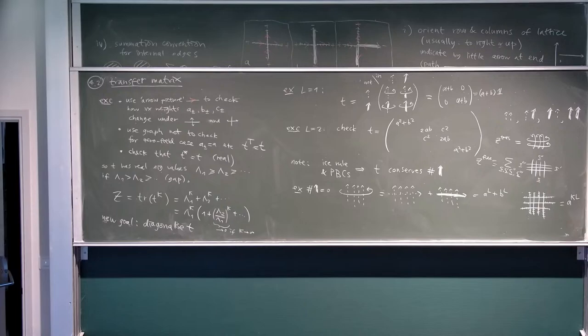And this was because of this line conservation, because of the ice rule. So you see that for the six vertex model, the ice rule is extremely restrictive, because normally we say, oh, we fix some boundary conditions and it doesn't really matter, so let's take periodic or whatever. But here we see that it really matters a lot.